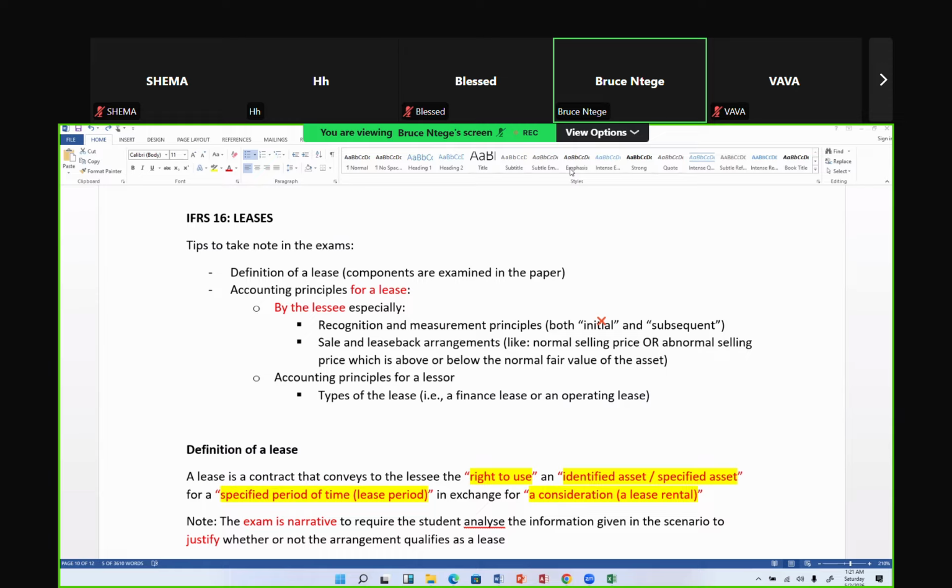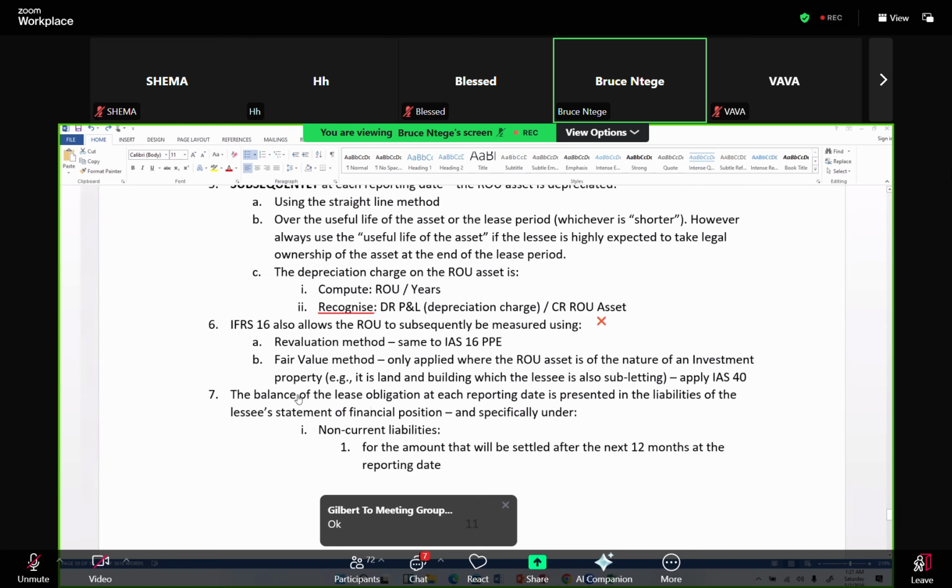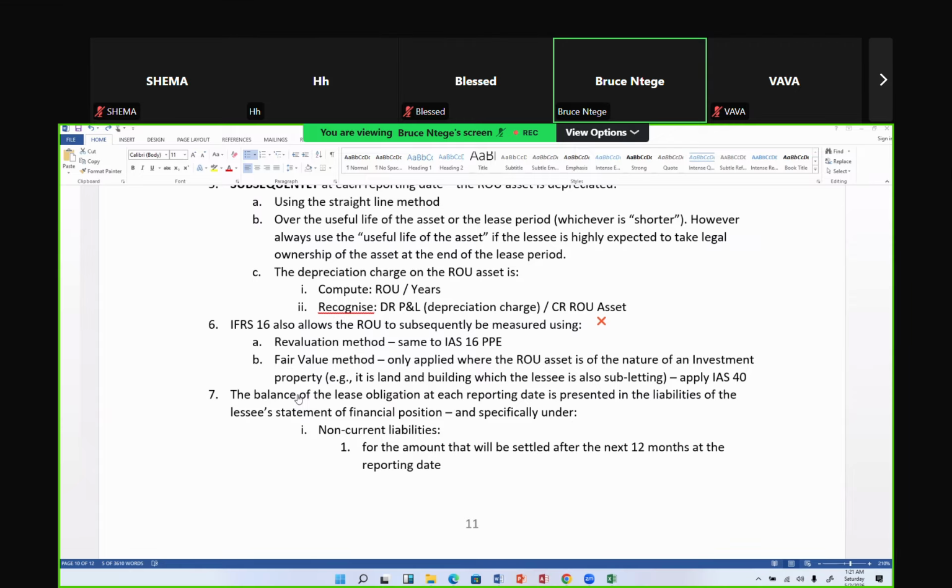But IFRS 16 is not the same. Whereas the lessee is doing these 6 things, I hope it's seven things, the lessor is doing things that are completely different. First, the lessor says, do I have a finance lease or do I have an operating lease? If it's a finance lease, what should I call it in my financial statements? I would call it a lease receivable. He will not call it a right of use asset. He will not call it a lease obligation. He will call it a lease receivable, at times a finance lease receivable.